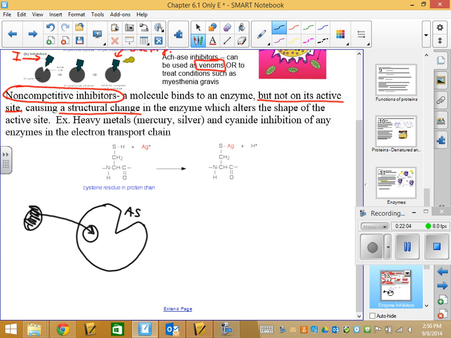When that happens, it changes the shape of the active site. So that now a molecule that used to be able to bind to that active site can't anymore because it's not the right shape. So that's the idea of a non-competitive inhibitor. It binds to an enzyme not on the active site, but when it does, it causes the active site to change shape enough that the regular substrate can no longer attach. Would anybody like to ask any questions about inhibitors?